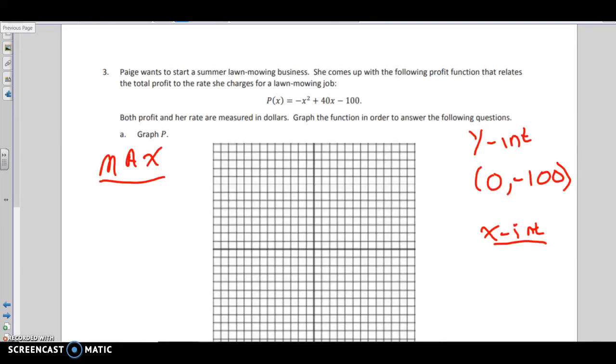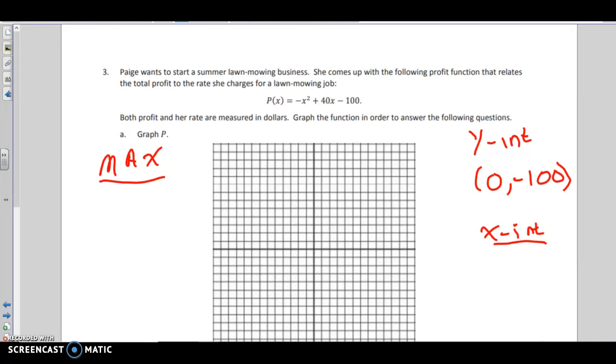So we want to do one more contextual problem, so you can see how all the parts come together. We're going to talk about our friend Paige, who's starting a summer lawn mowing business, and she has created a profit equation that relates her total profit to the rate she charges for mowing lawns. The rate and profit are both measured in dollars, and they're analyzed using the P of x function, negative x squared plus 40x minus 100.